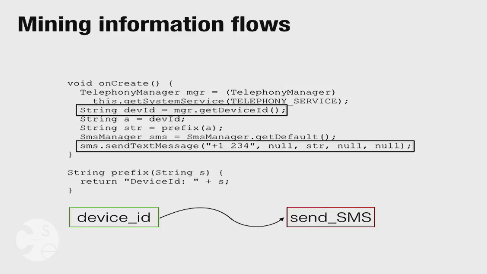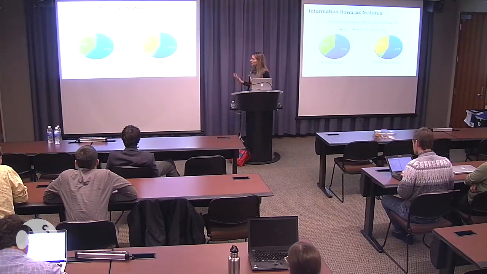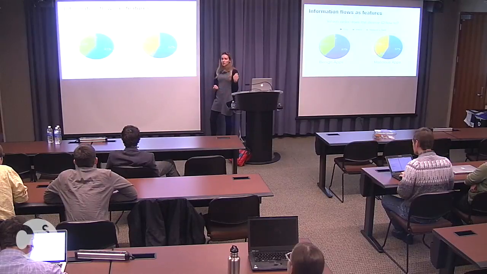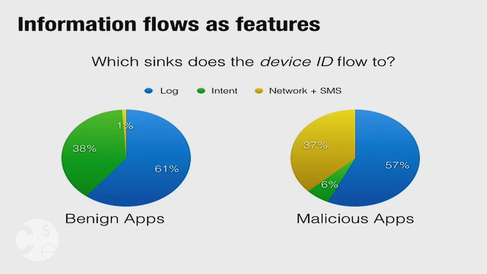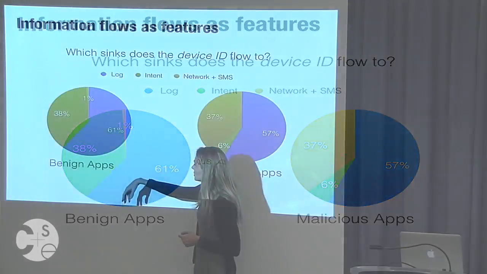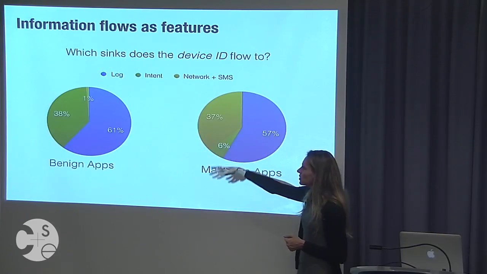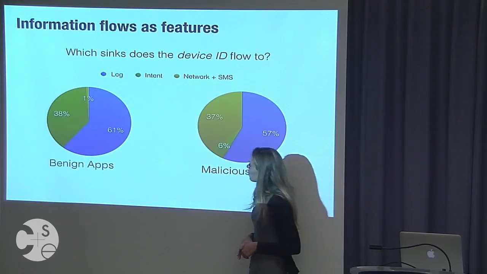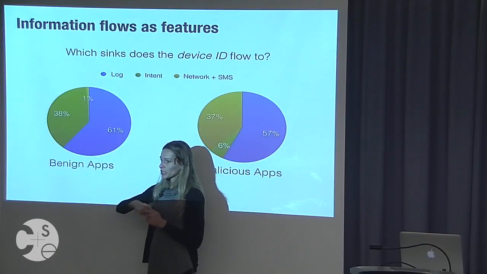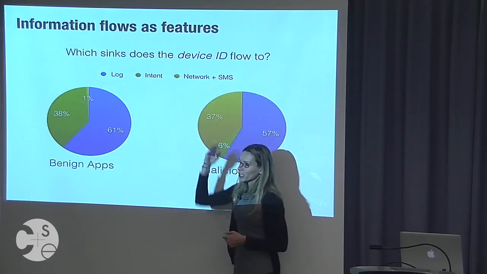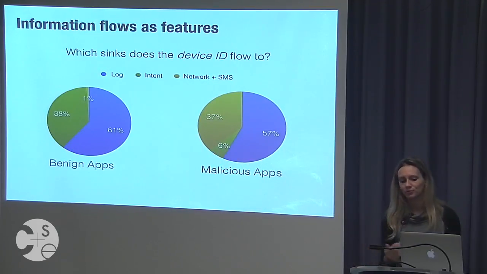I won't go into much detail on this, but what we saw is that information flows could be a really good feature to differentiate malware from benign applications. Here, just to give you the intuition, is how, in our data set, applications were using the device ID, so how the device ID flows into different sinks. Here we have the benign applications on one side and the malicious ones on the other. We see that most of the time, for the benign applications, this information is simply logged, or the device ID is simply used to trigger an intent, while in the malicious apps, not surprisingly, it is often leaked, either through the network or via SMS.